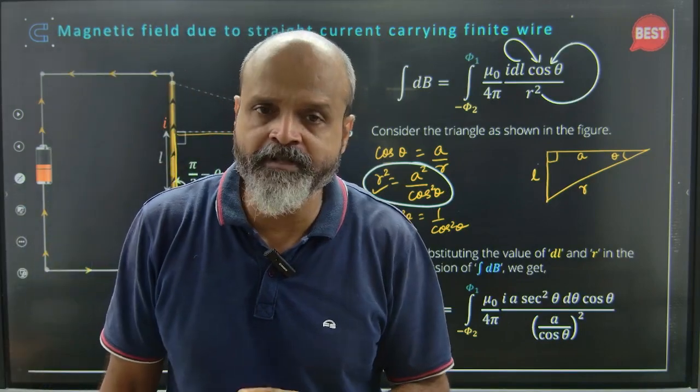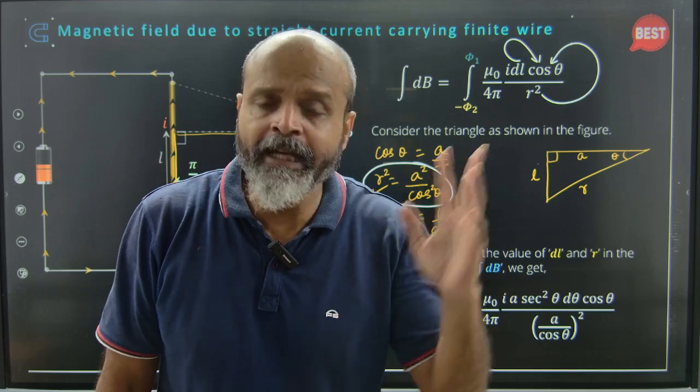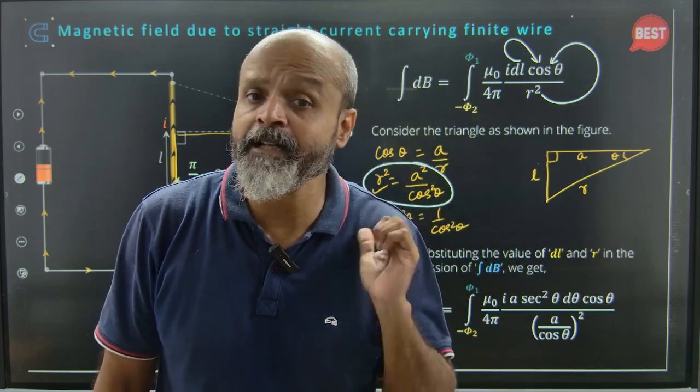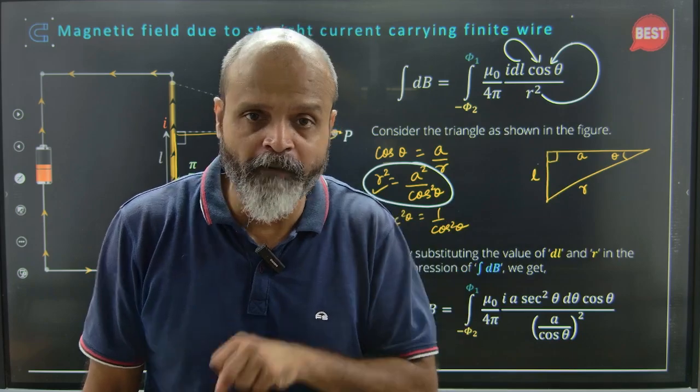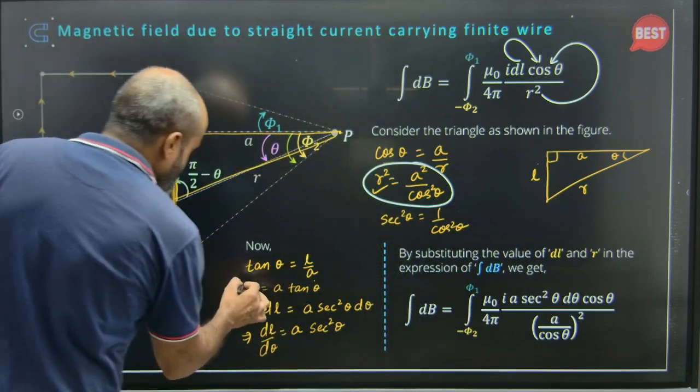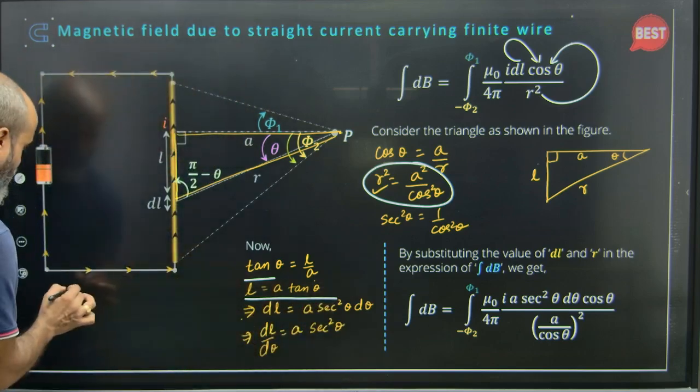Integration is a complex process. Differentiation is a little easier process. We can have different factors in differentiation, but in integration, we have to bring them all onto a common platform. Now, obviously tan theta is equal to this.